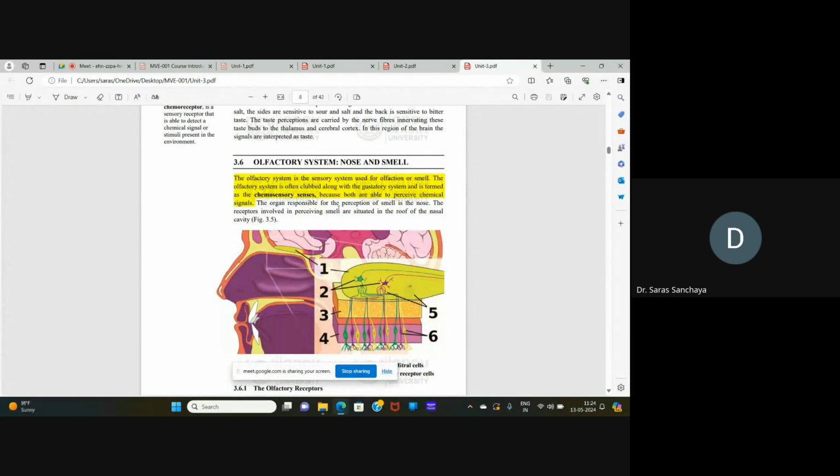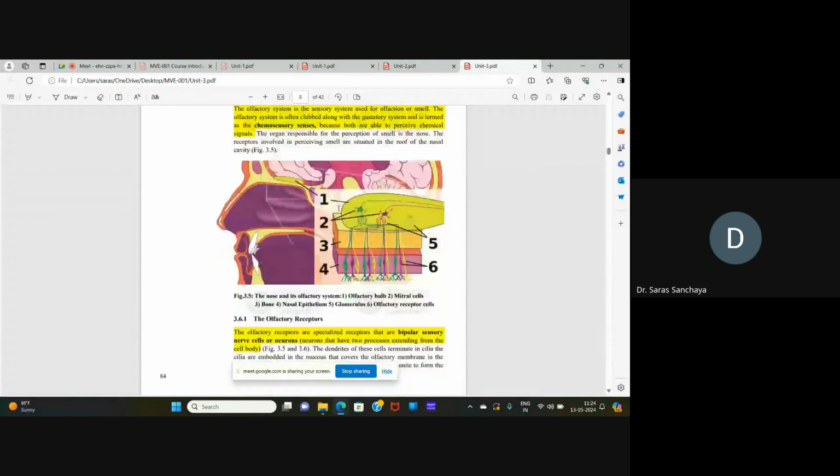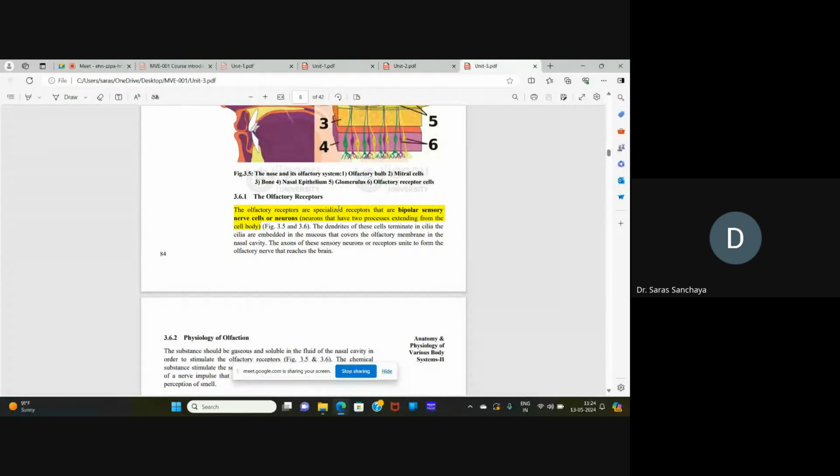Now we come to the olfactory system, that is the nose and smell system. The olfactory system is the sensory system used for olfaction or smell. The olfactory system is often clubbed along with the gustatory system and is termed the chemosensory senses because both are able to perceive chemical signals, both the gustatory system and the olfactory system. The olfactory receptors are specialized receptors that are bipolar sensory nerves which have two processes extending from the cell body.